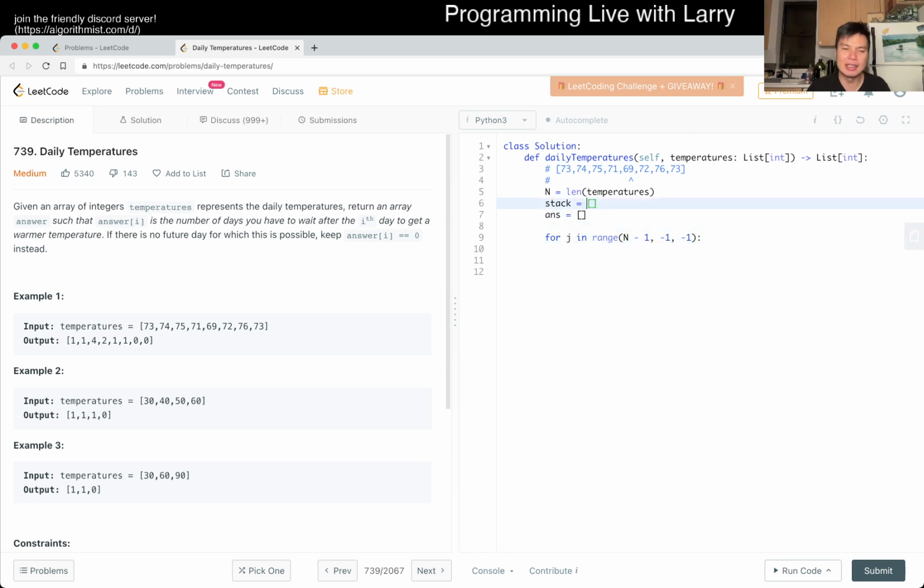And the stack is, I'm going to make a variation of the stack because for this problem we need to know the number of days, and you only know the number of days by keeping track of the indexes. I'll show you in a second, but the idea that I explained still holds. It's just very minor differences.